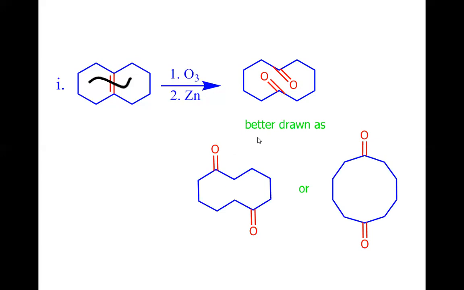However, we may draw it in a better way like this, if we simply rotate this bond, this carbonyl to be here and this carbonyl to be here. We may also draw like this, but I don't prefer the second structure because it's hard to count the number of carbons in this ring. So the first picture is better, this one.